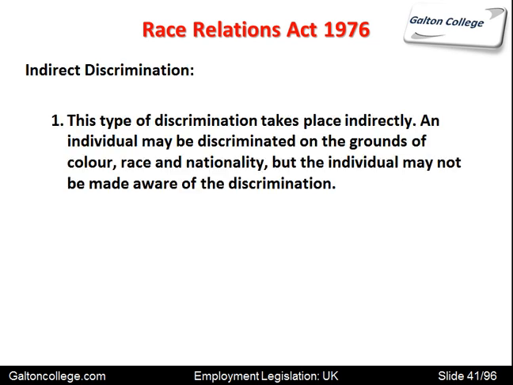Indirect discrimination, it's more insidious, but this type of discrimination is, as it suggests, indirect. An individual may be discriminated on the grounds of colour, race and nationality, but the individual may not be made aware of the discrimination. So it's more insidious. It's still utterly wrong, but the person's discriminated against, but they don't know, they don't feel that they are, but they are. It's just not explicit. It's difficult to prove as a consequence.